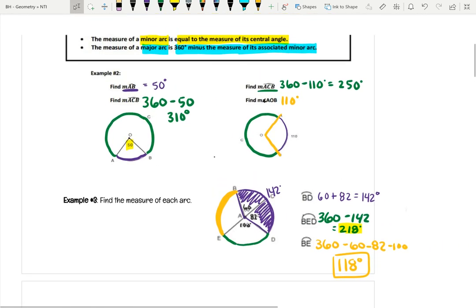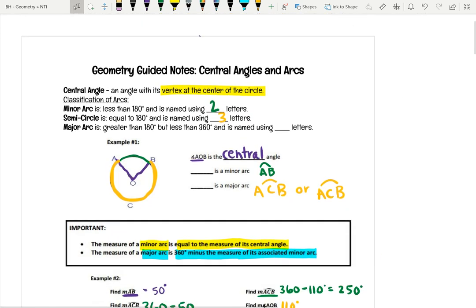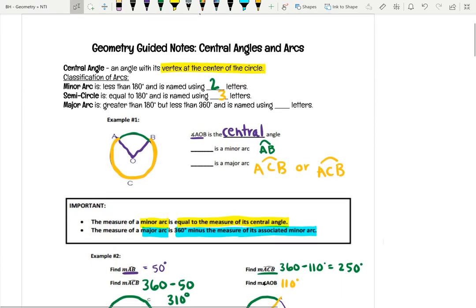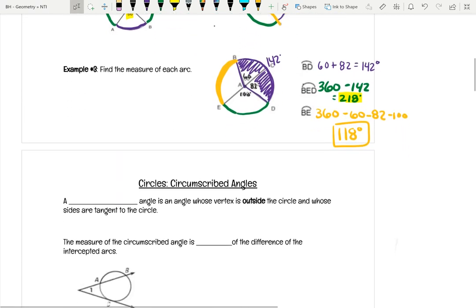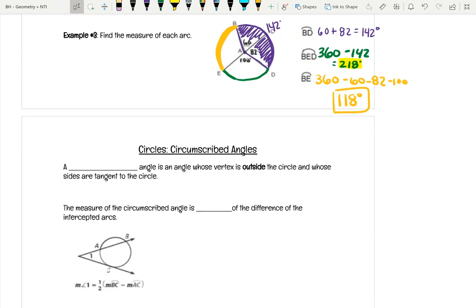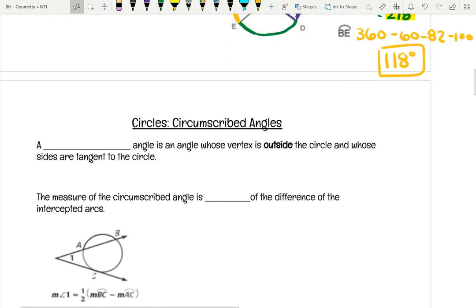Okay, so that's it on the notes for central angles and those arc measures. If you want to pause the video and take a break, you can. We're going to actually do 3 concepts here. So this next one is called circumscribed angles.